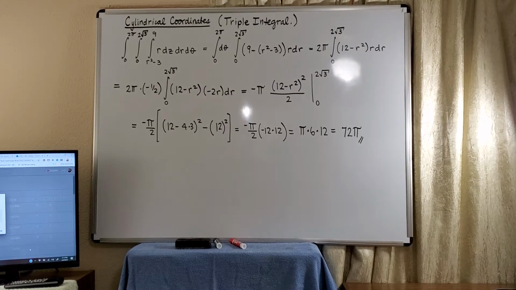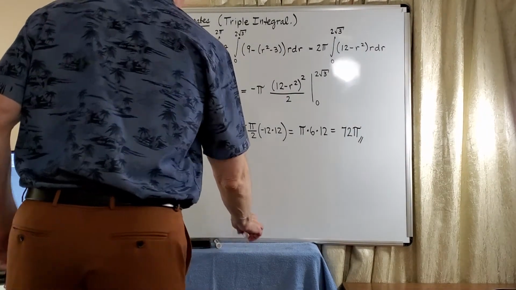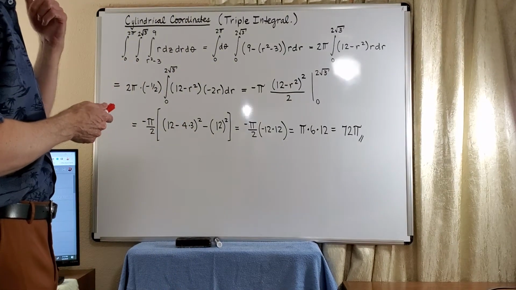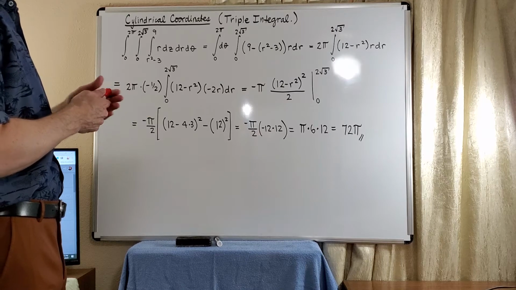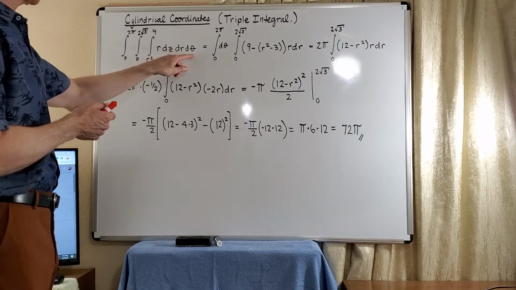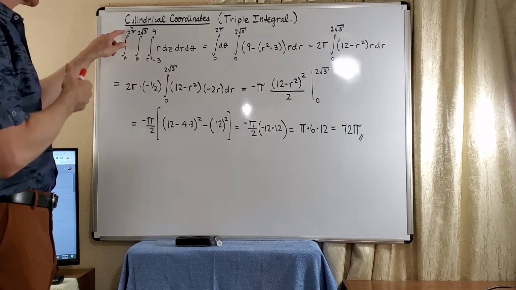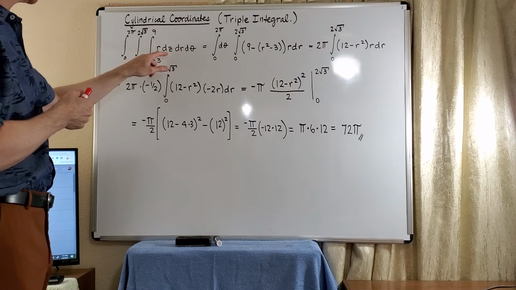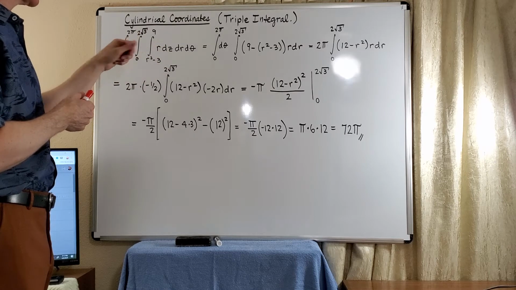Let's look at a triple integral in cylindrical coordinates. Here we want to just practice the technique of utilizing the cylindrical coordinates in a triple integral. Notice in this triple integral we have the theta limits 0 to 2 pi, the r limits 0 to 2 root 3, and the z limits r squared minus 3 to 9.